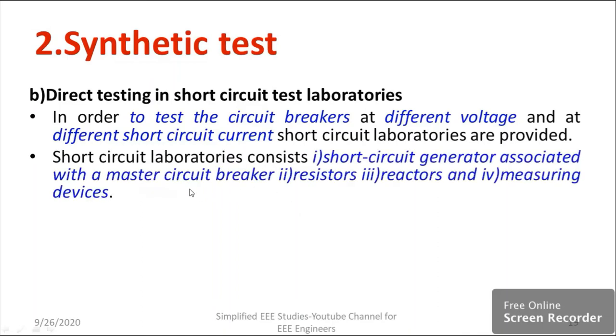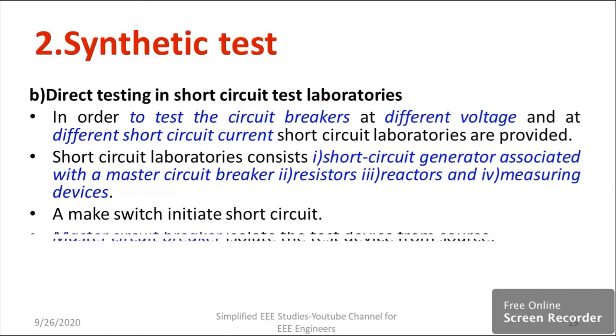What are the main segments which come under short circuit laboratories? It comprises a short circuit generator, then resistors, reactors and measuring devices. These are the main segments of short circuit laboratories. Initially, a make switch will be available. The make switch initializes the short circuit; it will create the fault.